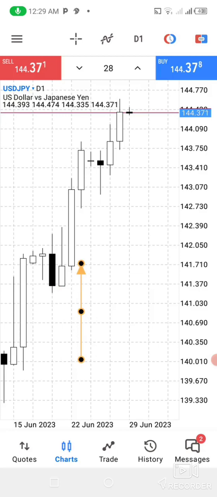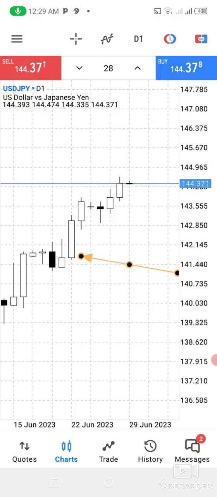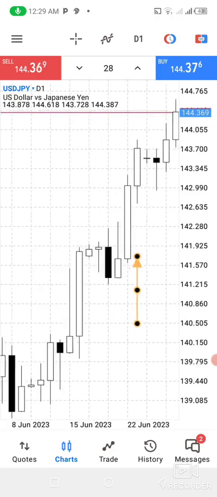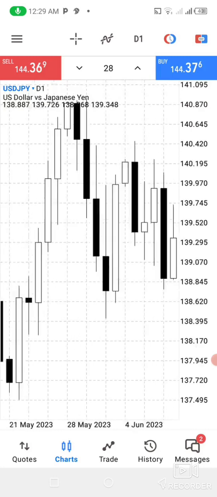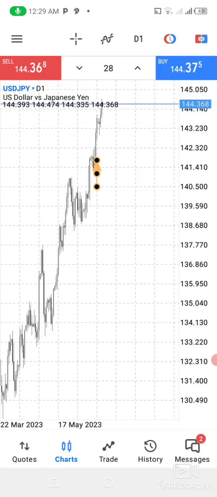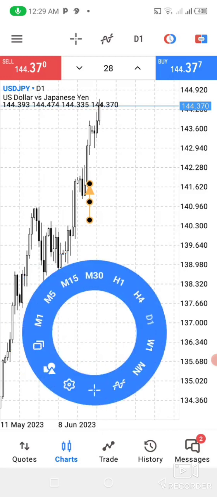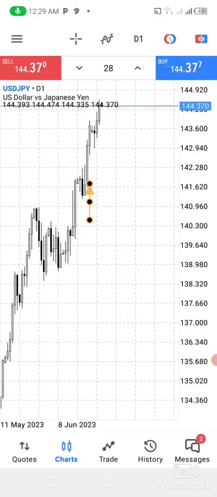So for uptrend, you only trade support. For downtrend, you only trade resistance. Okay, so you need a 2-point resistance level for you to predict the third one. This is an uptrend, so I'm looking for such an event, a 2-point resistance. Can I get one?